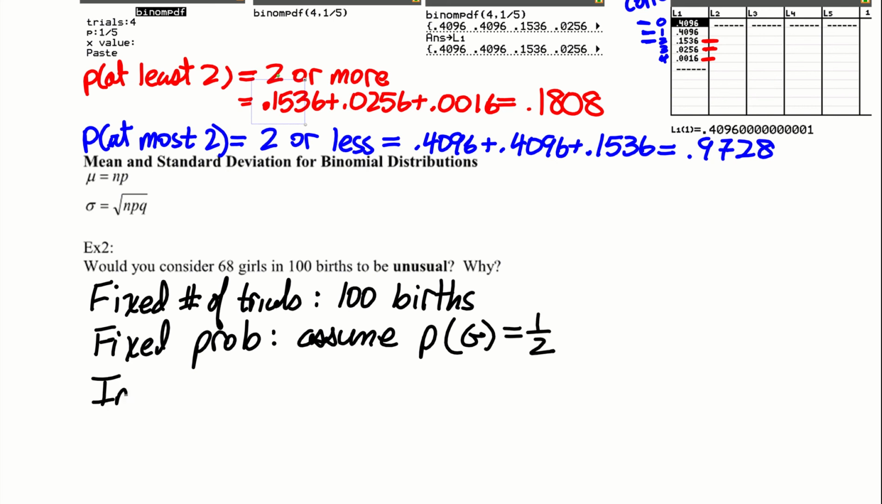Independent events, just put a check there because we've talked about that. Just because you get a girl in one birth doesn't mean that the second birth can't lead to a girl, or the third, or the 10th, or the 900th.